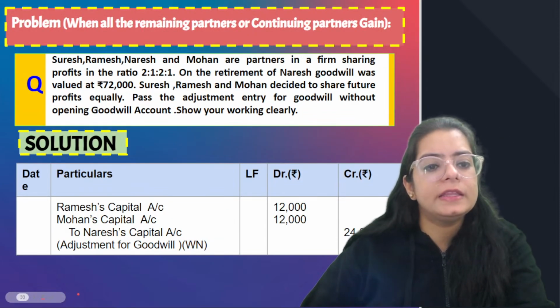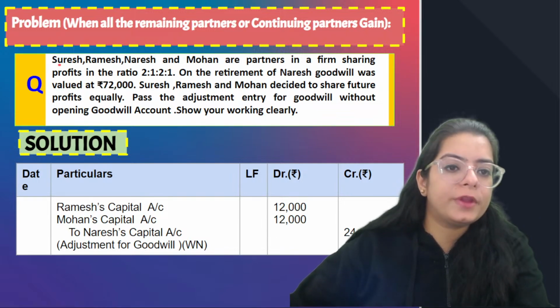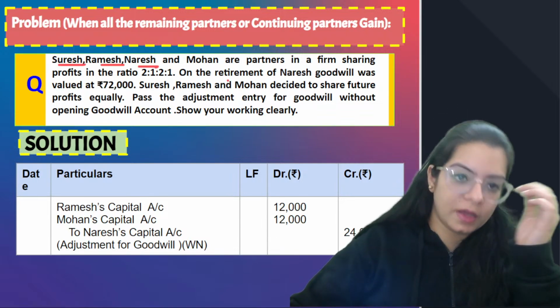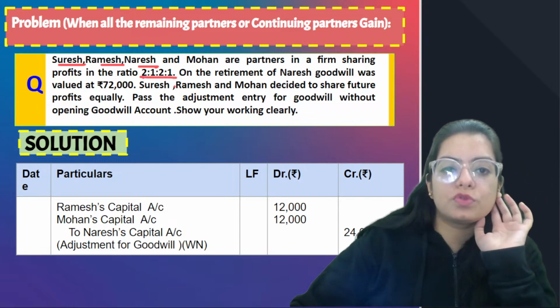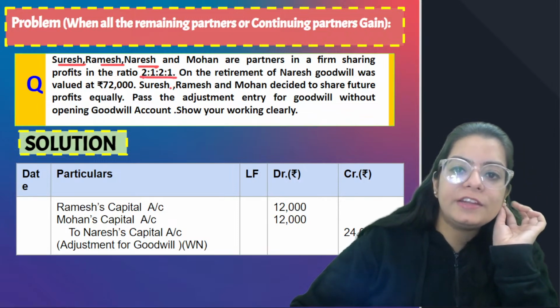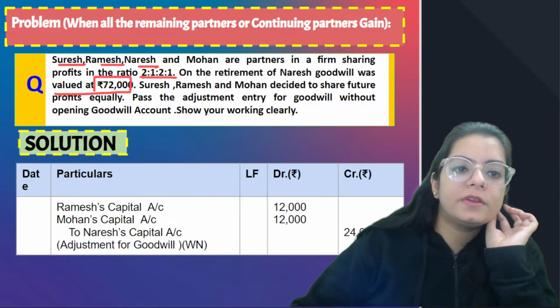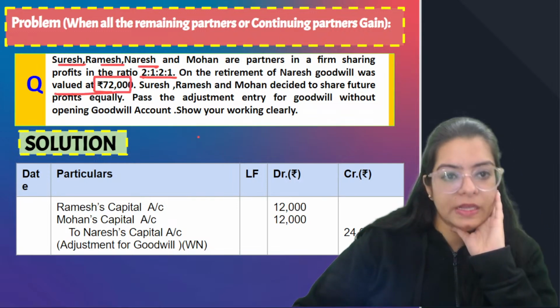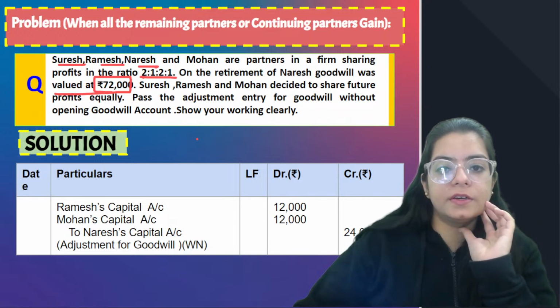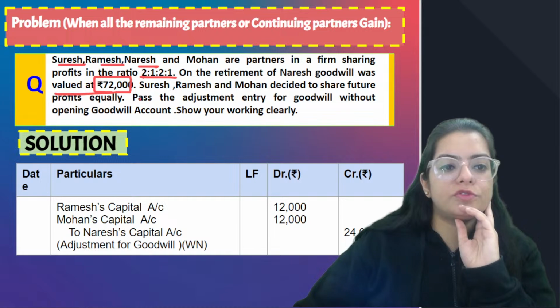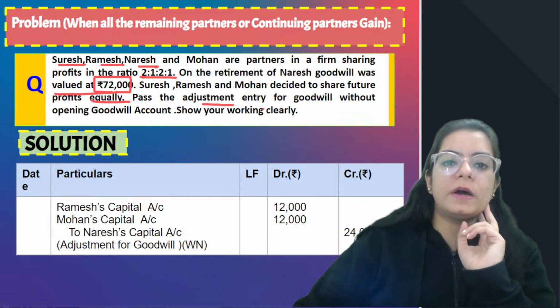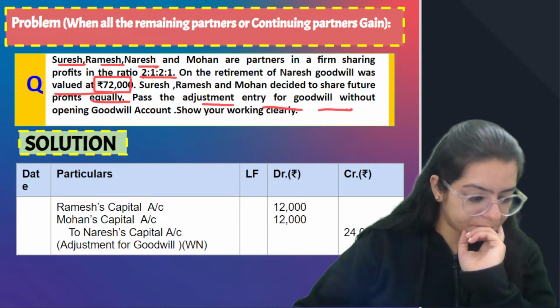Gaining to retiring. Then, for example, let's say Suresh, Ramesh, Naresh and Mohan are partners in the firm sharing profits and losses in the ratio 2:1:2:1. On the retirement of Naresh, goodwill was valued at 72,000. Suresh, Ramesh and Mohan decided to share future profits equally. We have to pass the adjustment entry for goodwill.